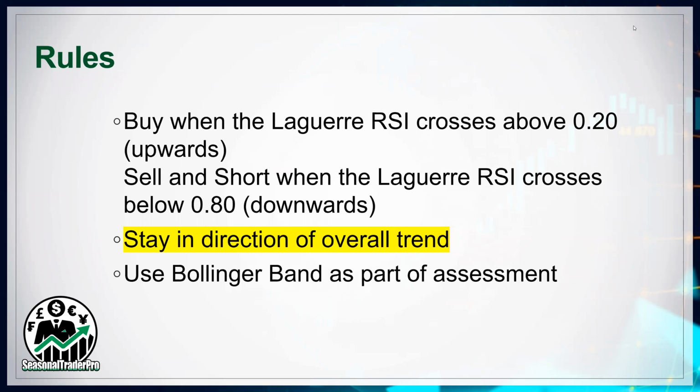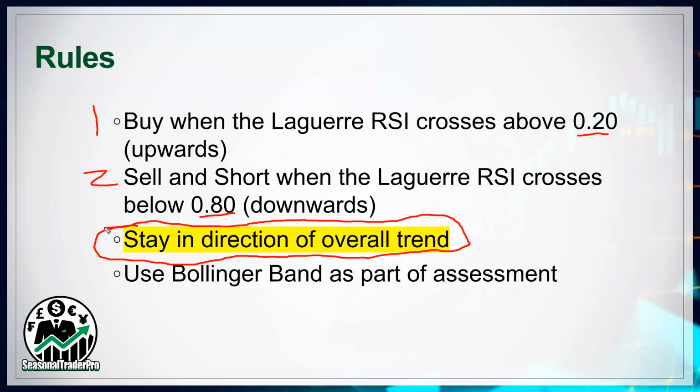Okay, so the rules. One, we want to buy when the Laguerre crosses above 0.2, or sell when it crosses below 0.8. I've highlighted this for you, okay? Because today, I'm not going to spend a lot of time talking about seasonality. A lot of the feedback I've gotten was you love seasonality. Right now, you don't have the money for the indicator. So that's why I'm showing you a system here that will increase your odds tremendously.